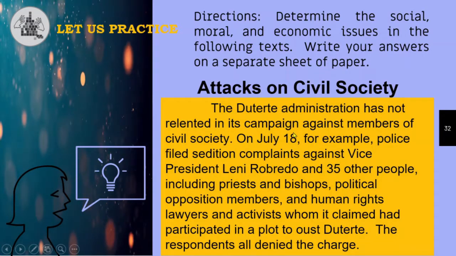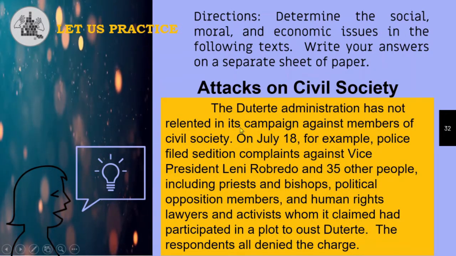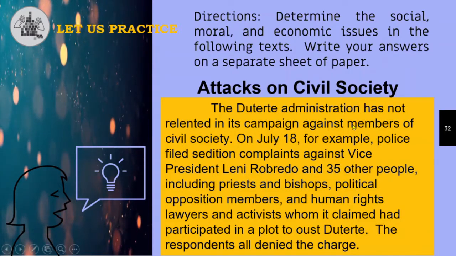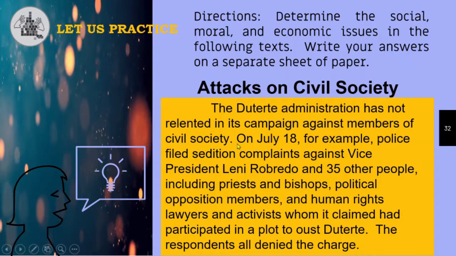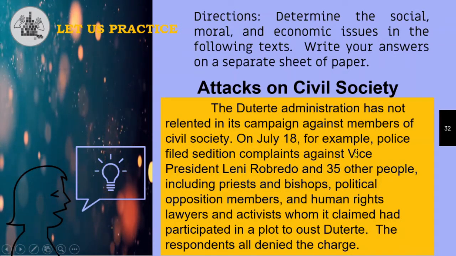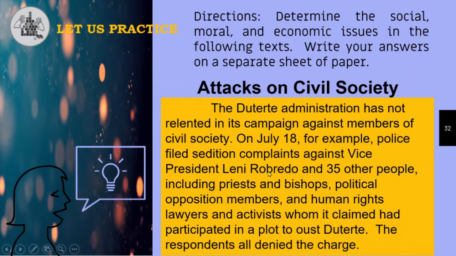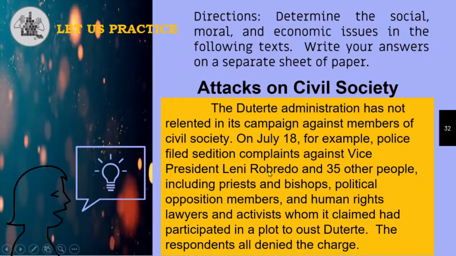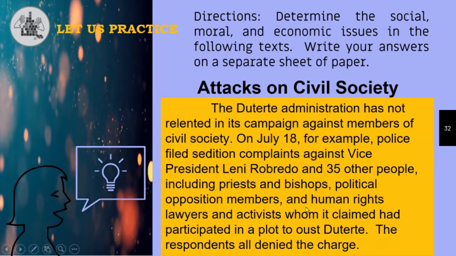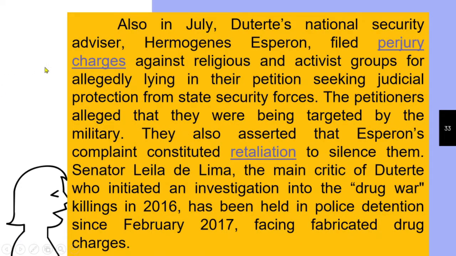Attacks on civil society. The Duterte administration has not relented in its campaign against members of civil society. On July 18, for example, police filed sedition complaints against Vice President Leni Robredo and 35 other people, including priests and bishops, political opposition members, and human rights lawyers and activists whom it claimed had participated in a plot to oust Duterte. The respondents all denied the charge.